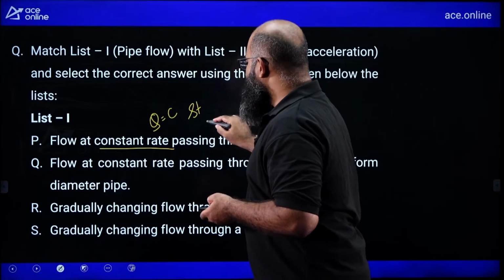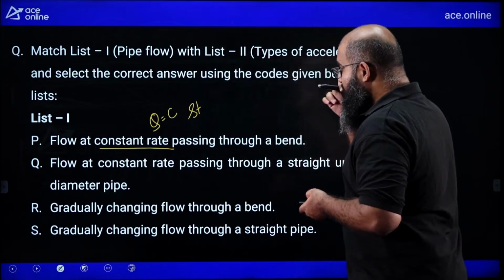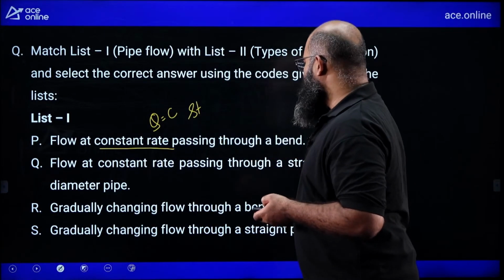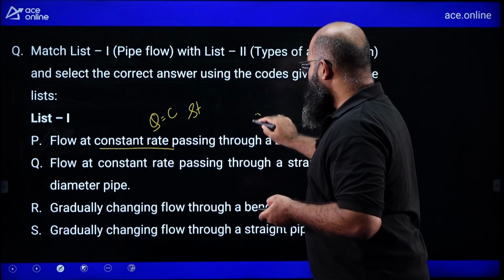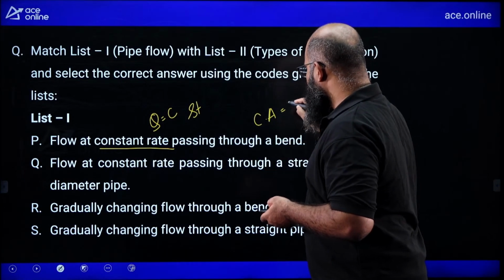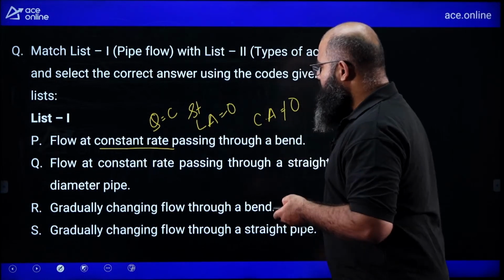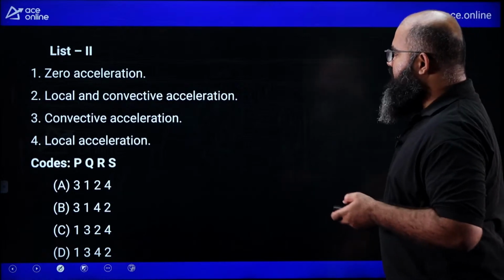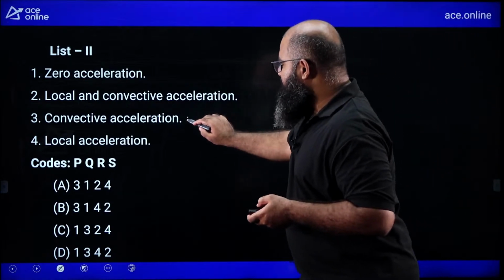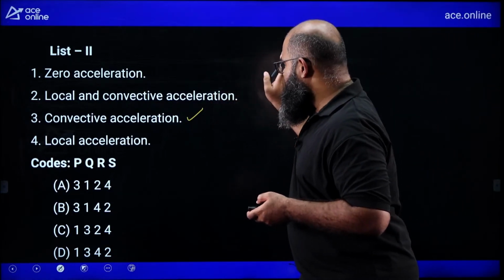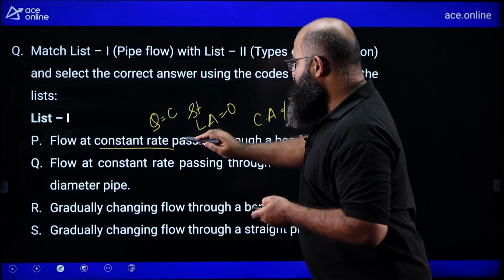Steady flow implies that the local acceleration is going to be 0. Passing through a bend means convective acceleration is present. Convective acceleration is not 0, local acceleration is equal to 0. So if you choose the correct statement over here, convective acceleration is present, local acceleration is 0. So P should go for 3.